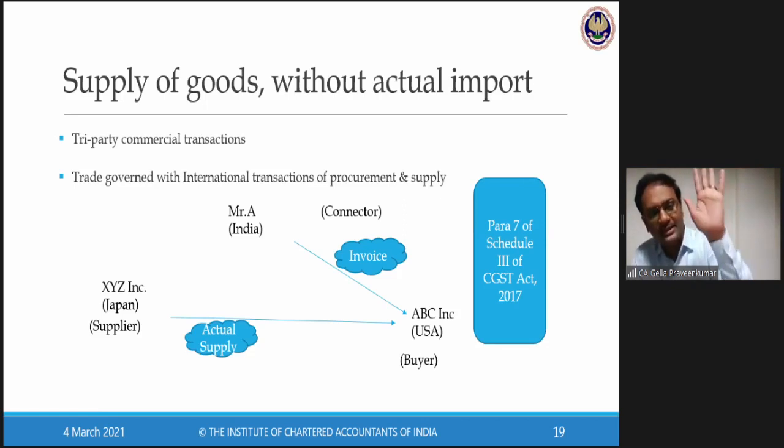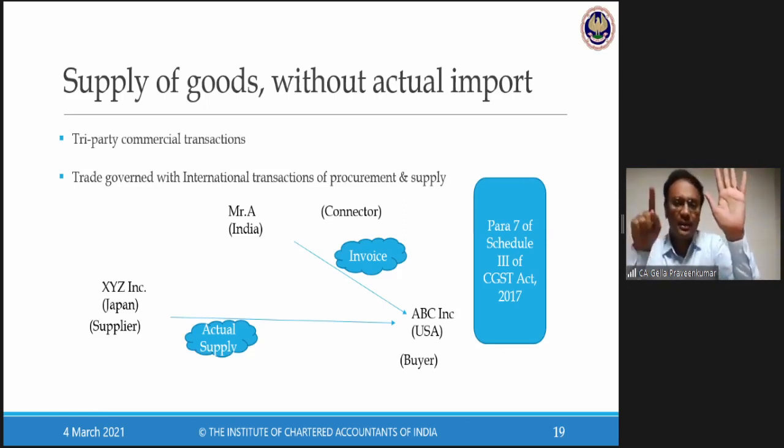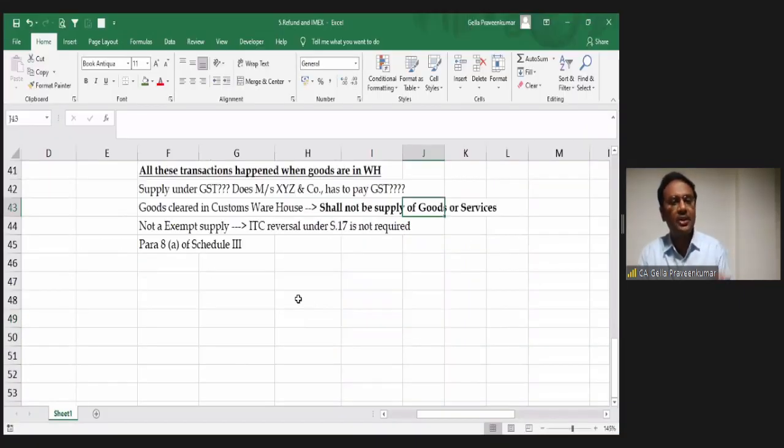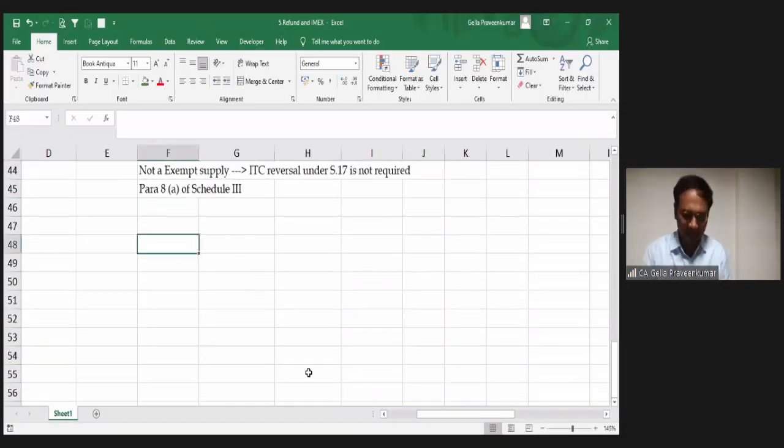Friends, students, please keep in mind, my Schedule 3 says this transaction is neither a supply of goods nor services. When I talk about registration, my registration comes into picture only when there is a supply of taxable goods or services. I'll draw your attention. Let me go back to my Excel to make you clear with this transaction.